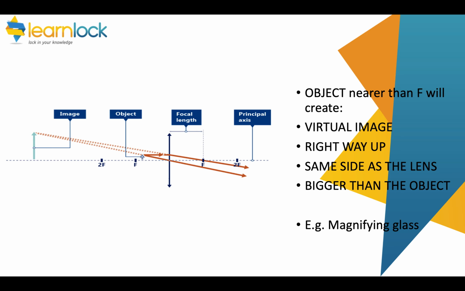If the object is closer than the focal length, as shown here, so closer than f, the image produced is actually virtual. It's the right way up, and it's also the same side as the lens, as shown here. It's also bigger than the object. And this is how magnifying glasses work.